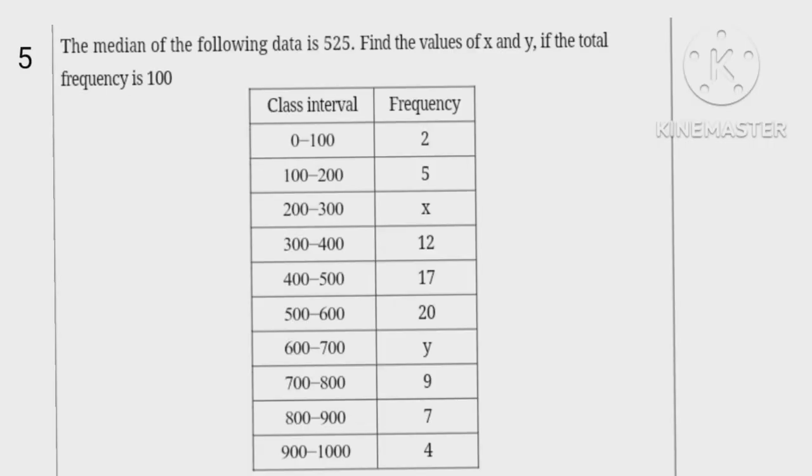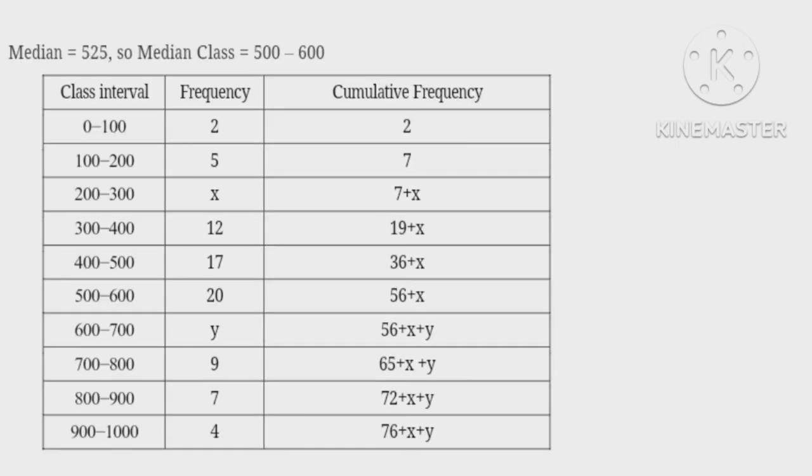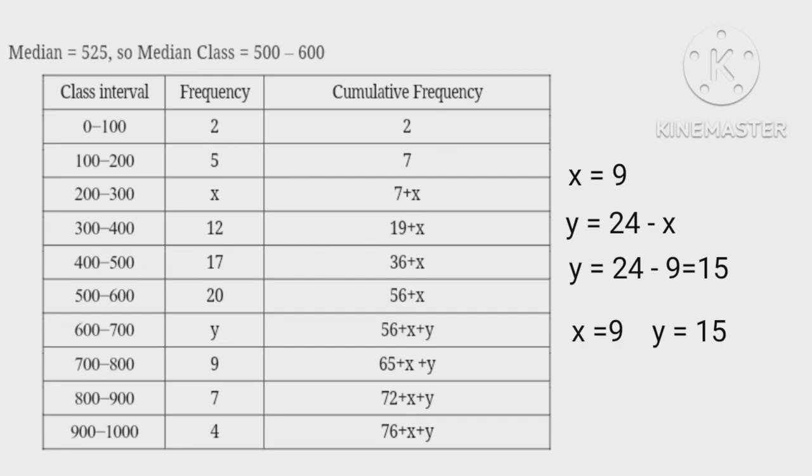Read the question carefully first. After tabulation we get the following. We see here x equals 9, y equals 24 minus x, y equals 24 minus 9 equals 15. Therefore, the value of x equals 9 and y equals 15.